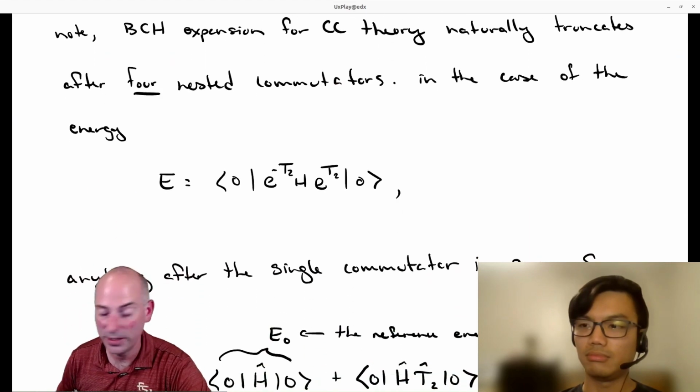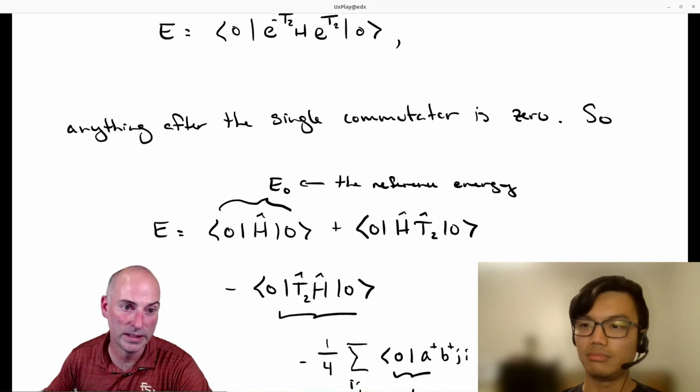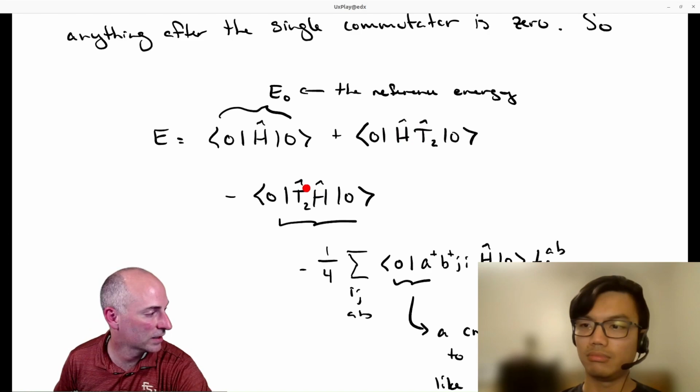So for the energy, it actually turns out it truncates very quickly. Anything after the single commutator is 0. So the energy expression looks like expectation value of that first term plus a commutator involving T2. So I have H T2 minus T2 H. That's the definition of a commutator if you haven't taken a quantum chemistry class.